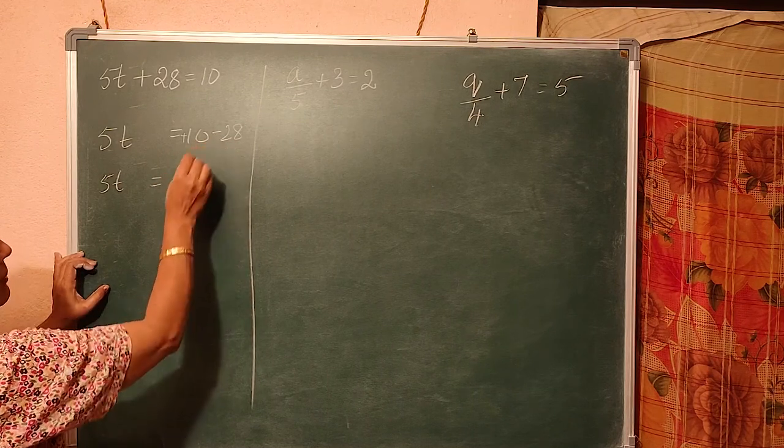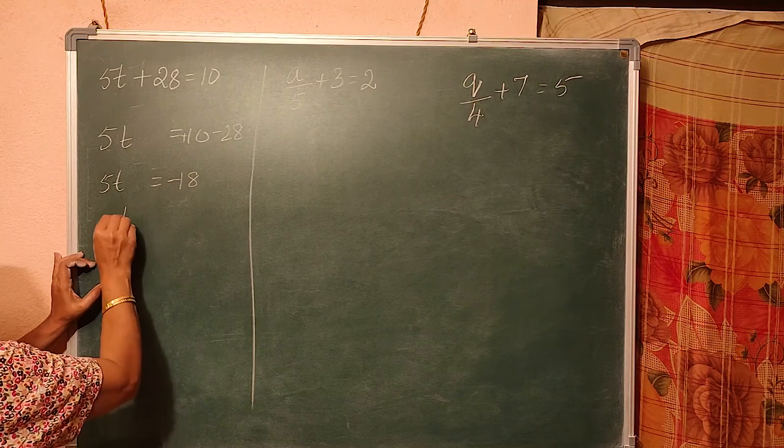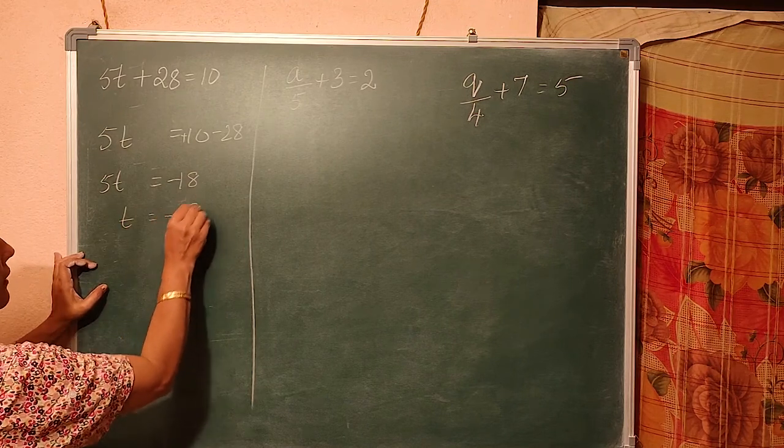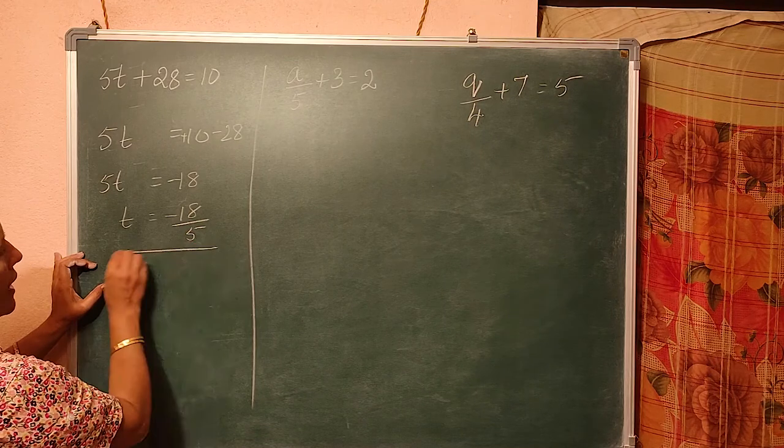And put the sign of the bigger number, minus 18. So t is equal to minus 18 divided by 5. So this is your answer.